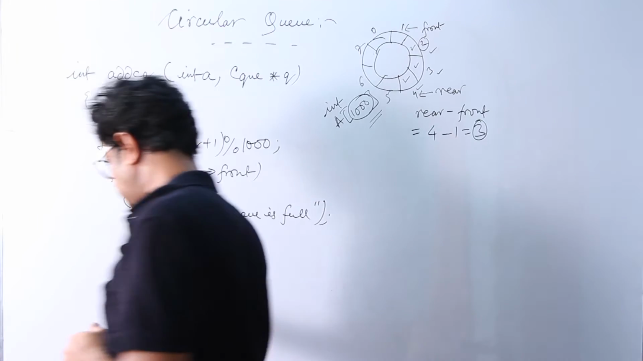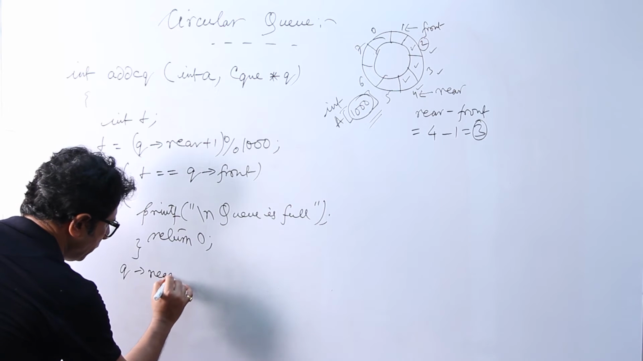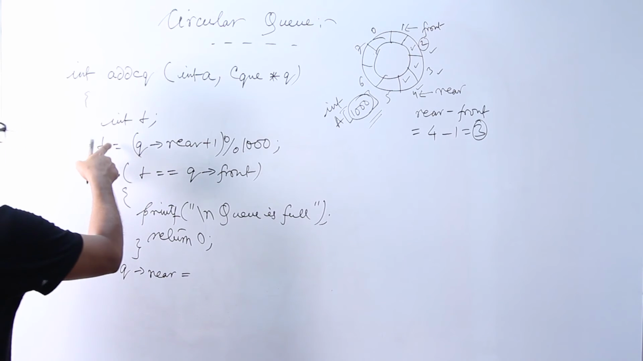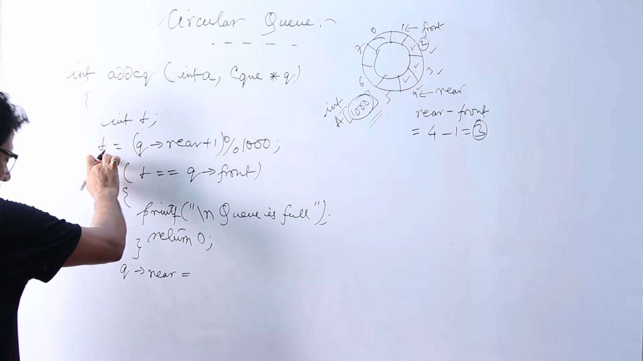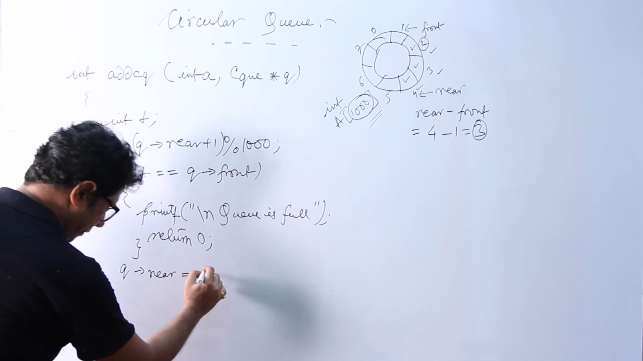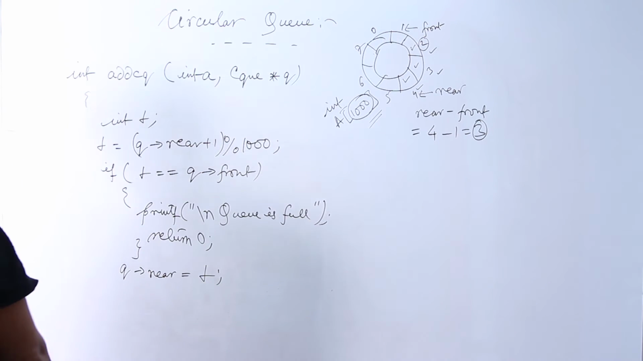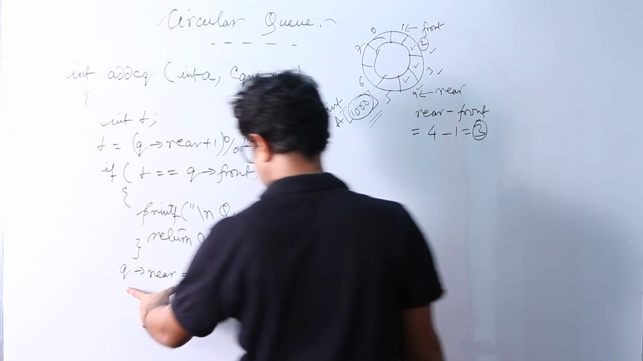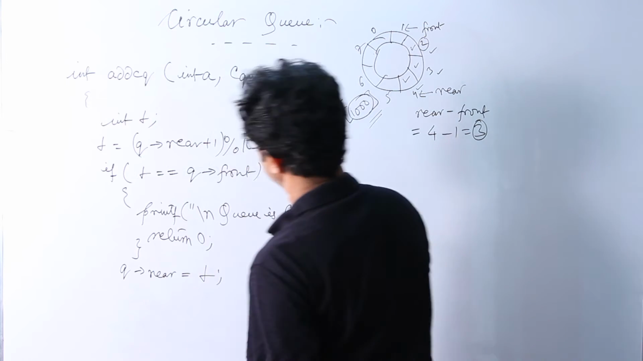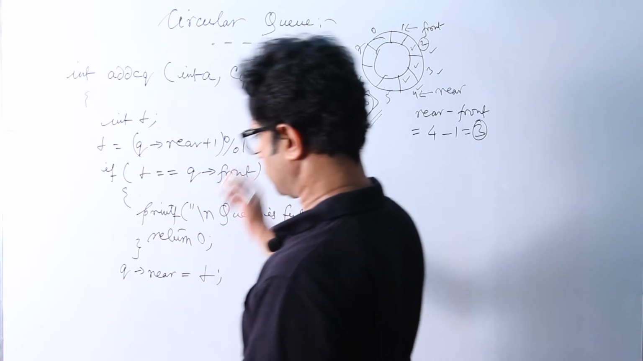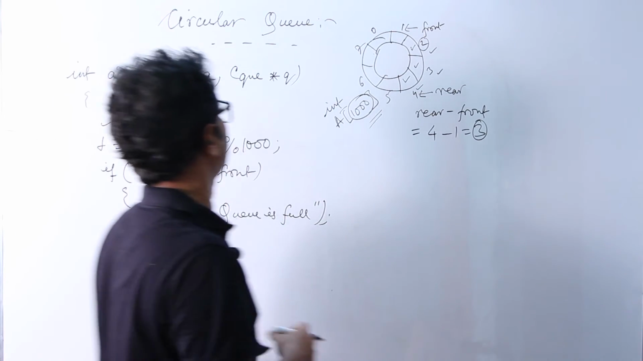So, the next line is q rear will be the incremented q rear. The incremented value of q rear is being assigned to this t, and now q rear will be updated by assigning the value of t into q rear, in which case we are incrementing q rear by one position modulo 1000. After this, what we are left to do is to insert the element.